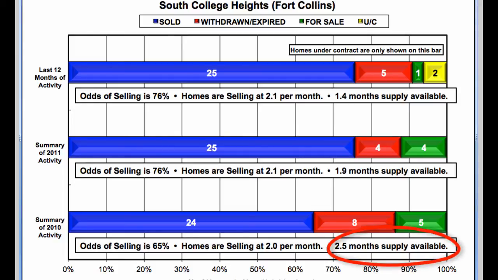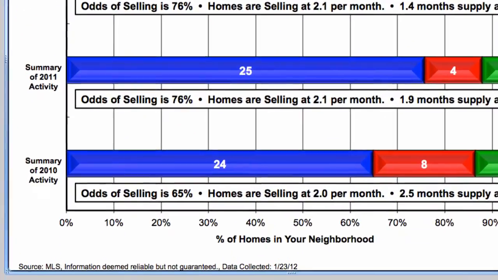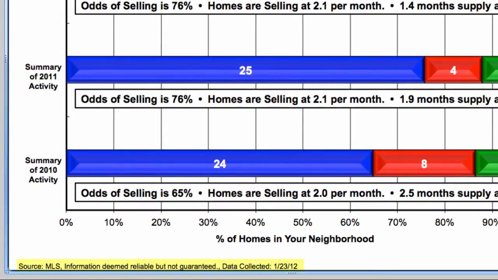Now, the month supply is basically the number of properties currently for sale divided by the number selling per month. This basically means if no new properties came on the market, and if we continue to sell at this rate, how long would it take to exhaust the supply? This is called the month supply. As you may be aware, NAR, the National Association of Realtors, states that a balanced market is when you have 6 months supply available. If you have more than 6 months supply, it's a buyer's market. If you have much greater than 6 months supply, it's a seller's market. And then down below, we show the date that the data was collected.